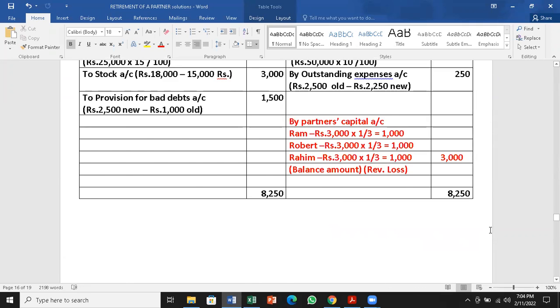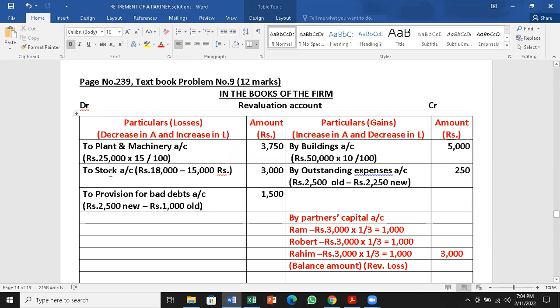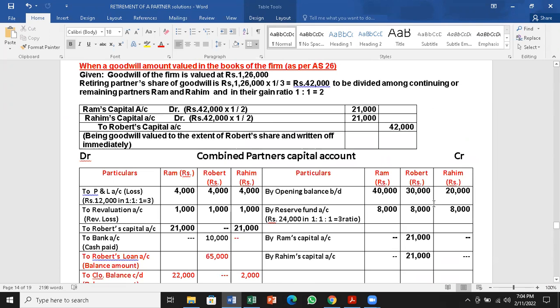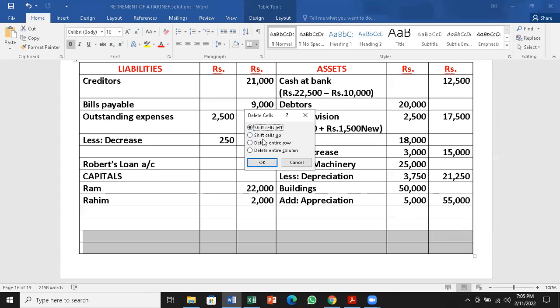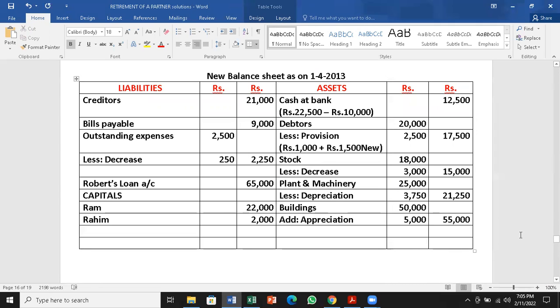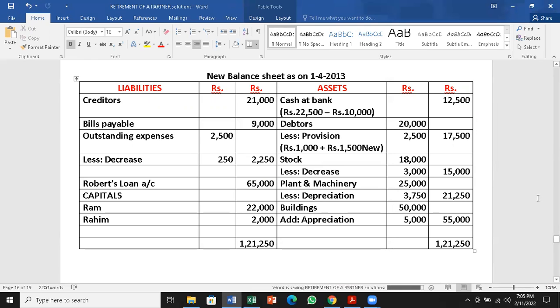So we have to check revaluation account always before closing. Plant and machinery taken, stock is taken, provision for bad debts taken, buildings done with the adjustment, outstanding expenses is taken. So we can go for totaling without any hesitation. 1,21,250. Check on both the sides. Yeah, it is the same on both the sides. Yes, sir.